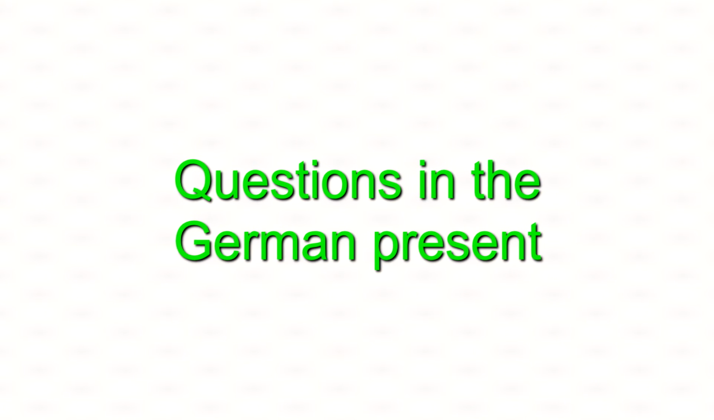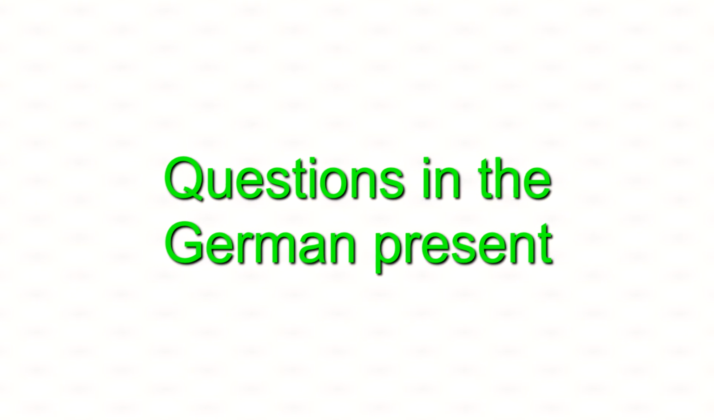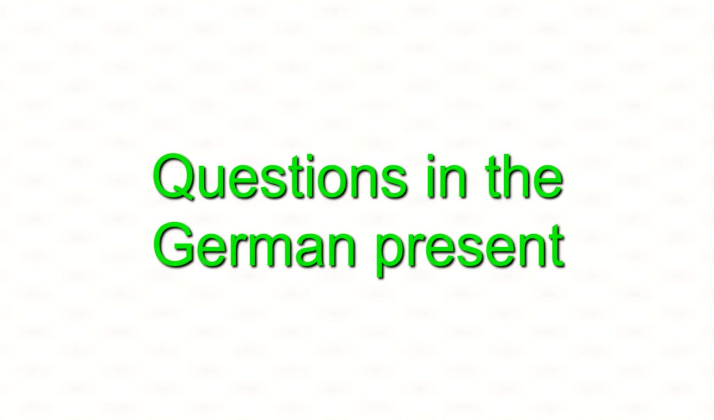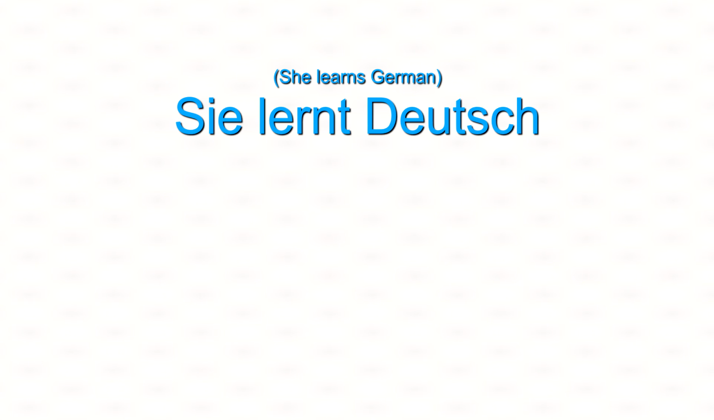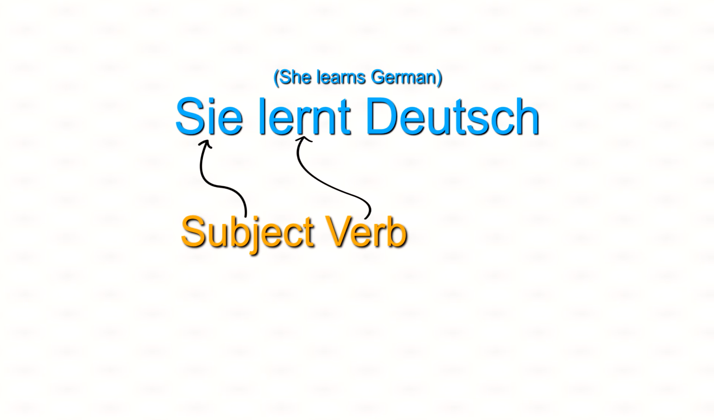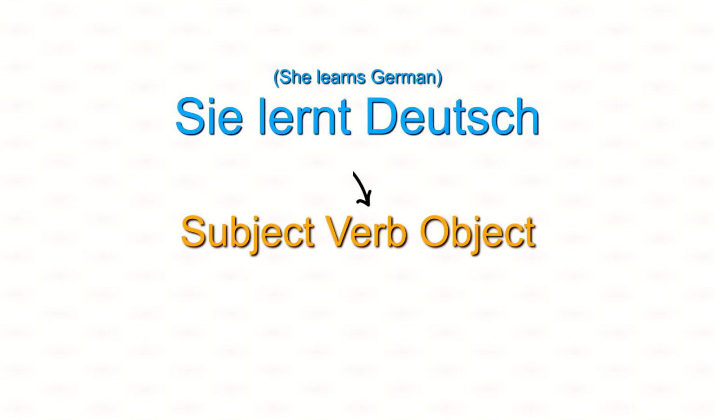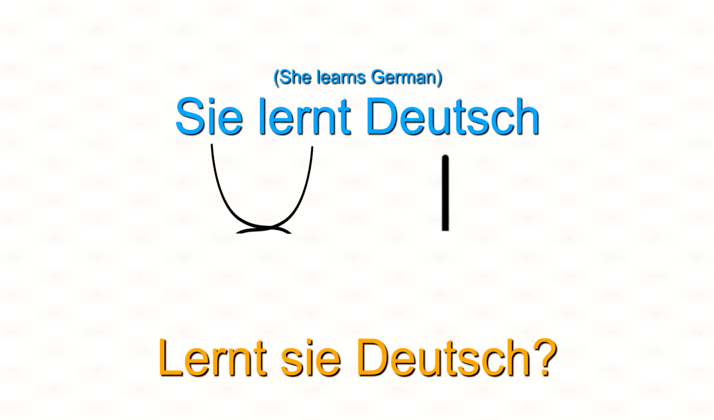Now there are also questions, which is a different type of sentence. Questions in German are not that difficult. We just learned that the word order works like this. Sie lernt Deutsch. So we have a subject, then a verb, and then an object. So how do we turn this into a question? Simple. We just switch the verb and the subject of the sentence. Lernt sie Deutsch?